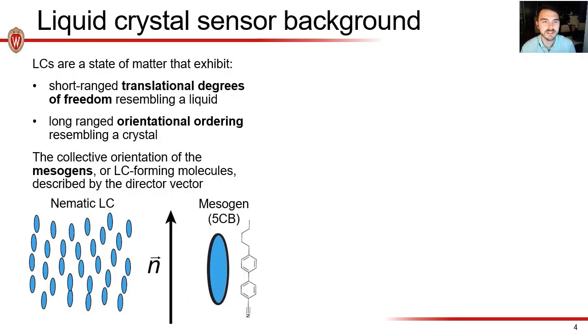So before I go too much into the sensors, I wanted to discuss some background on liquid crystals. Liquid crystals are a state of matter that exhibits short-range translational degrees of freedom, resembling a liquid, and long-range orientational ordering, resembling a crystal. Now, the collective orientation of the mesogens, shown here, or the liquid crystal forming molecules themselves, describes a director vector, shown here as N, which tells you the average orientation of the mesogens within the nematic liquid crystal.